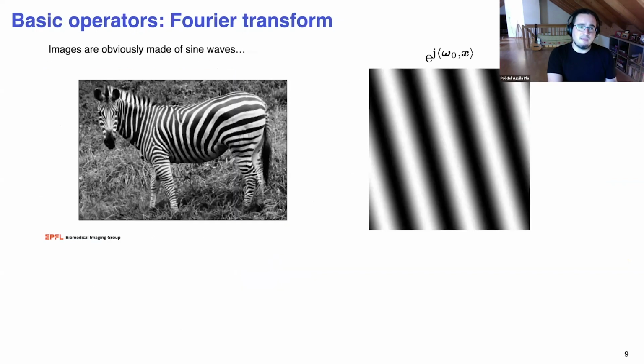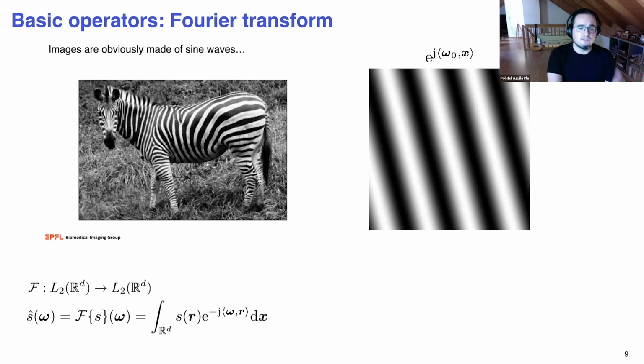So first of them is the Fourier transform, because obviously, as this very randomly chosen image shows, images are made of sine waves. And what does the Fourier transform do? Well, the Fourier transform analyzes an image in terms of patterns such as the one on the right, so of complex sinusoids or complex exponentials. So basically what it does, it goes through the image and takes inner products with these complex exponentials, and this results in a number of coefficients that are called the Fourier transform.